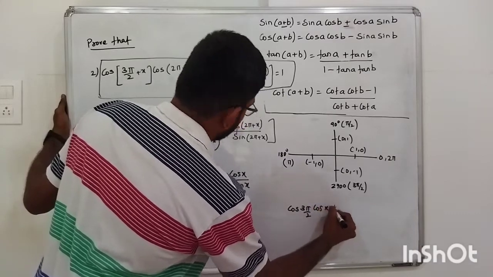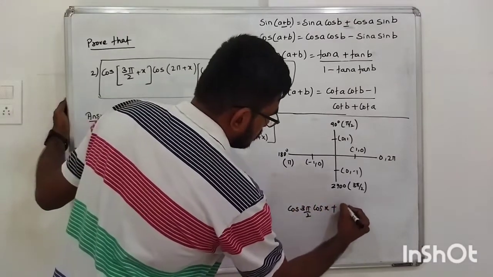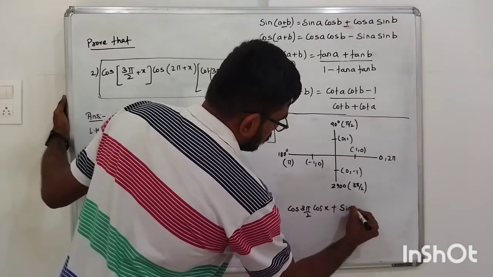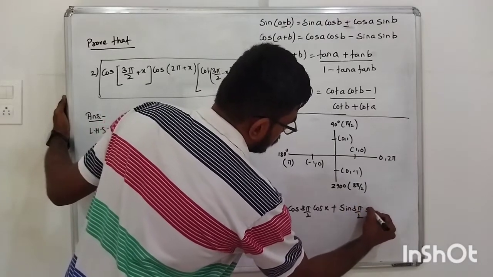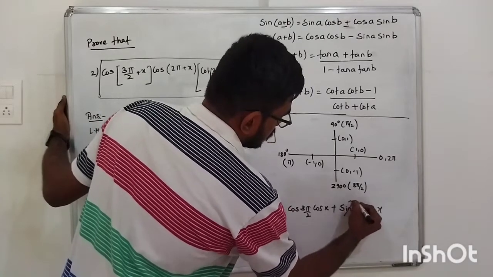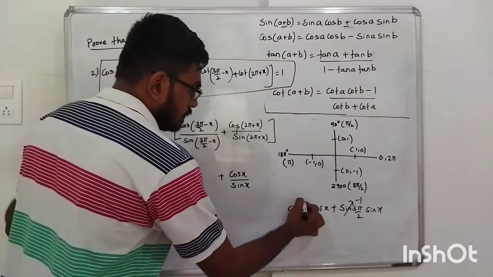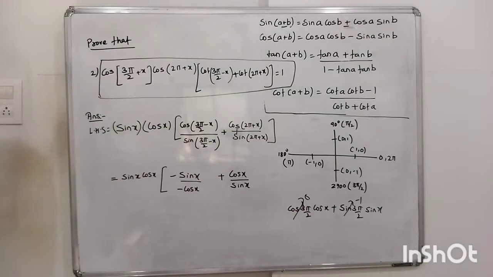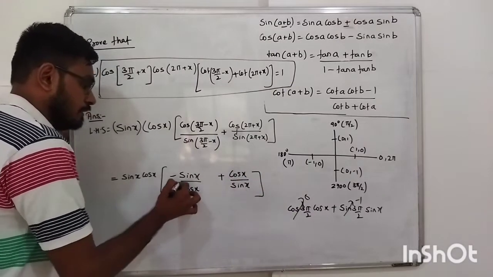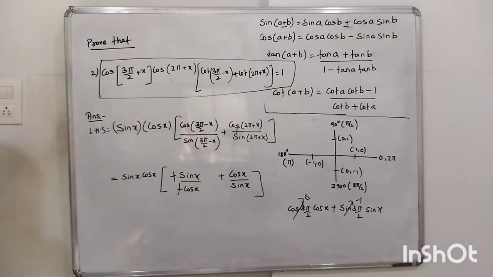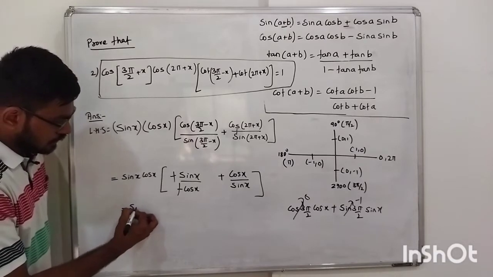Cos x plus, sorry, since this is minus, this is plus, sin 3 pi by 2 sin x. So this is minus 1 and minus, so this is minus. Okay, this is 0. So minus into minus, this becomes plus. Now just simplify.